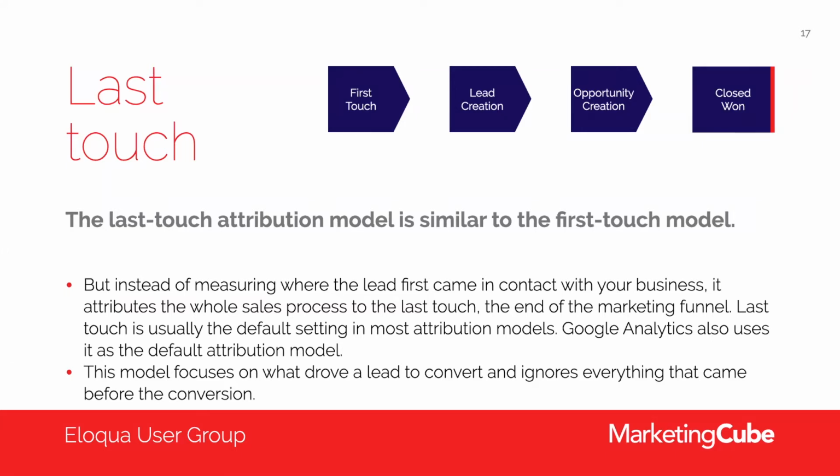So last touch is usually the default setting in most attribution models. GA also uses it as a default attribution model. And this model focuses on what drove a lead to convert and ignores everything that came before the conversion. Now, of course, with a bunch of marketers on today's webinar, ignoring everything that came before the conversion is probably a little bit of a bugbear, right? I mean, obviously we work hard at all points of that process, but it really comes down to what's your objective for the lead attribution.